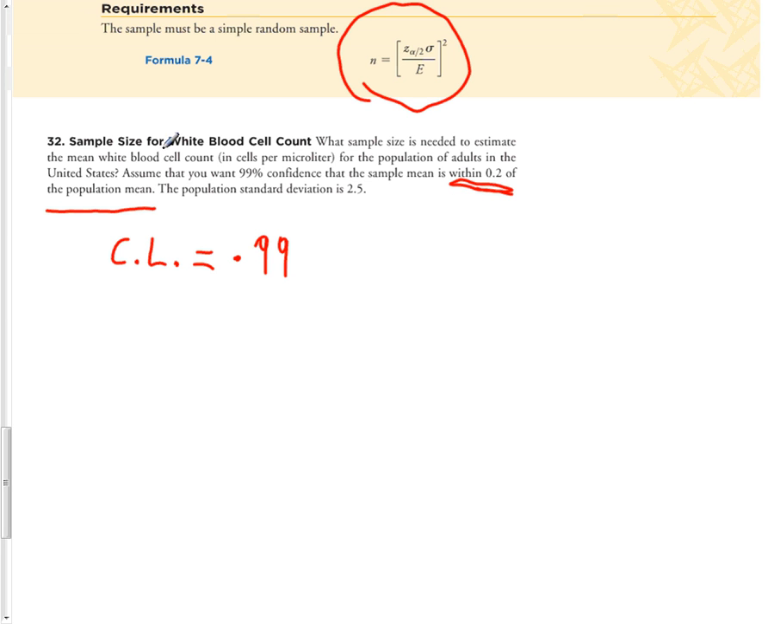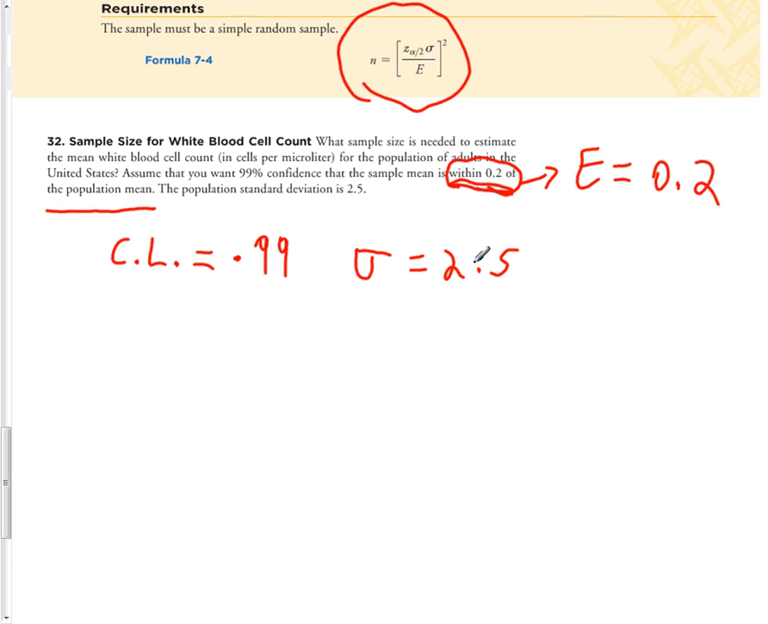Last time we did this, we saw that kind of phrase also. When it said within a certain number, we were actually being given E, the margin of error. It's the same thing here. However many you want to be within of the actual population mean is the margin of error. It's the maximum likely distance from the population mean. So this actually is E. They're telling us here that E is equal to 0.2, the margin of error. So we have the confidence level, we have the margin of error, and let's see what else we have. The population standard deviation, so they're also giving us sigma. They're telling us sigma is equal to 2.5.